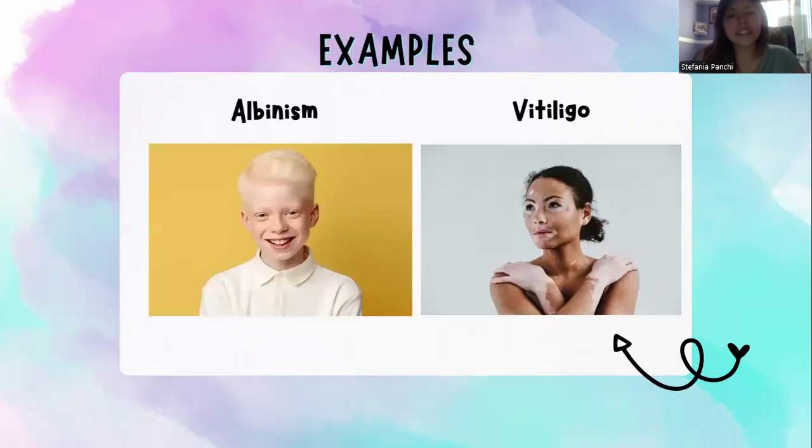Finally, some examples would be albinism, a defect of melanosome melanization due to an alteration of tyrosinase, and vitiligo, an acquired and progressive decrease in the number of melanocytes.